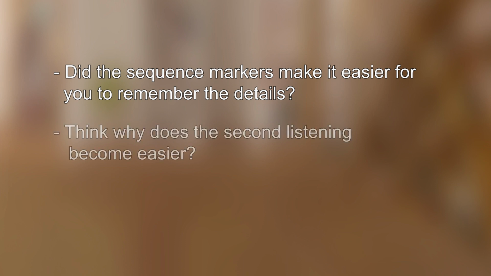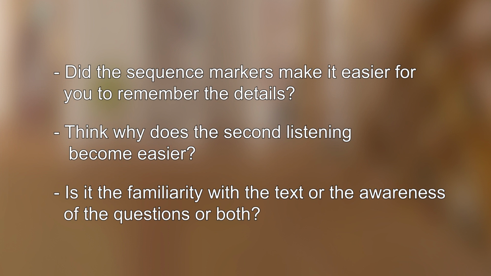Now go to worksheet 2, task 2.7 and do the exercises. In case you can't answer all the questions in the first instance, listen again and complete the exercise. Did the sequence markers make it easier for you to remember the details? Think, why does the second listening become easier? Is it the familiarity with the text or the awareness of the questions or both?